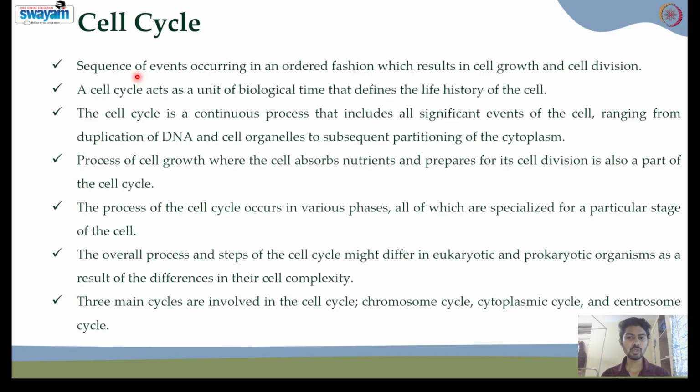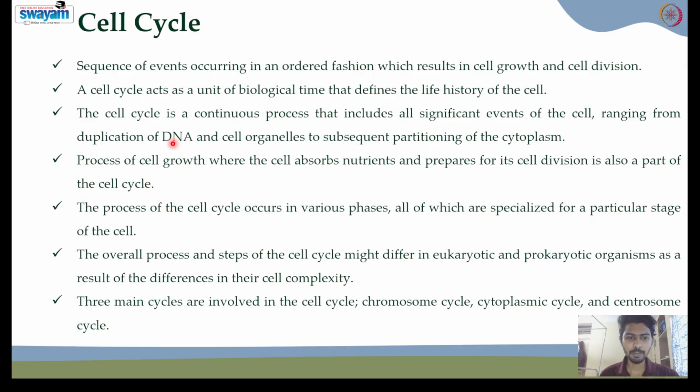So the cell cycle includes two events: cell growth and cell division. It acts as a unit of biological time that defines the life history of a cell. So this defines the life history of a particular cell. It is a continuous process that includes all significant events, right from different phases like interphase, followed by the different stages like prophase and anaphase, which include the cell division part.